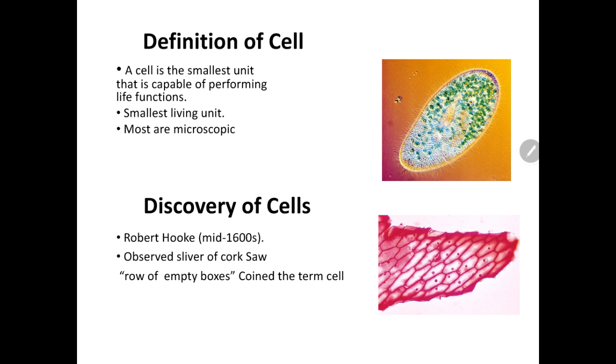Now, definition of cell. A cell is the smallest unit that is capable of performing life functions. Smallest living unit. Most cells are microscopic, which means they are very small and can only be seen through a microscope.